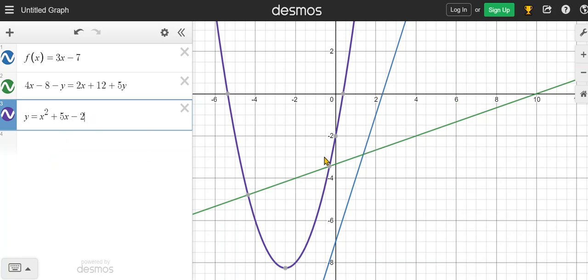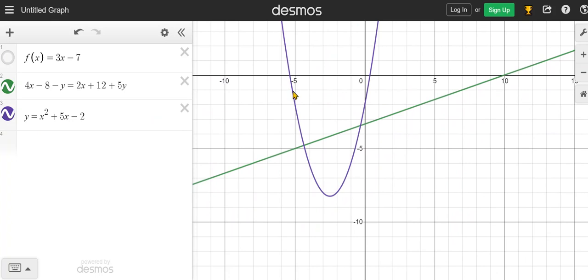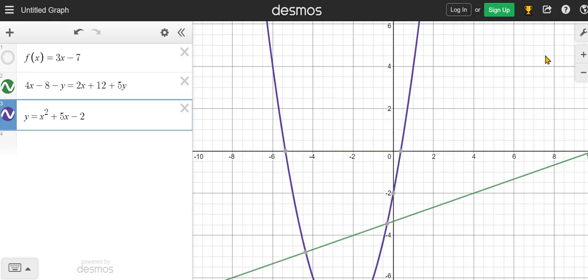Let's get rid of the first function there and just take a look at these two functions. So I can see where the parabola crosses the x-axis. It has two x-intercepts, one here and one here, and here is its y-intercept. I can also see where the parabola and the line intersect. Again, this is something that we will be doing when we find the area between curves, is we will need to determine where the two graphs intersect. So here's one point of intersection, and here's the other point of intersection. And I can click on the little house to get my standard view back.